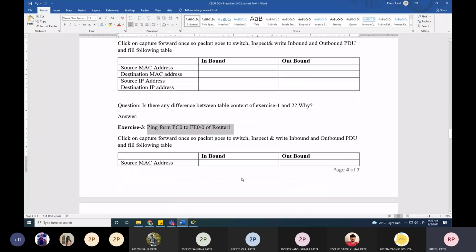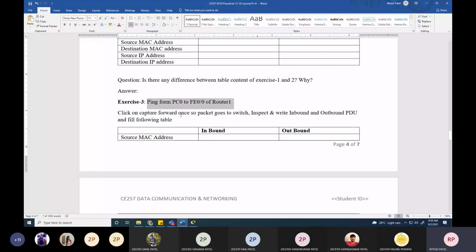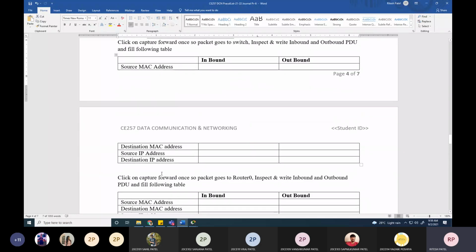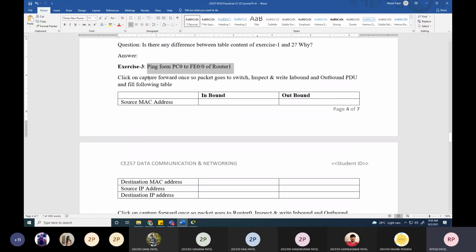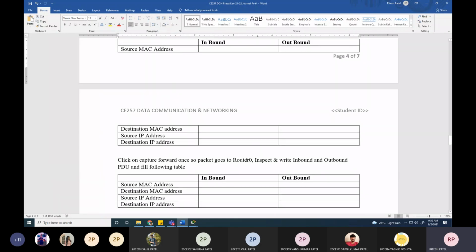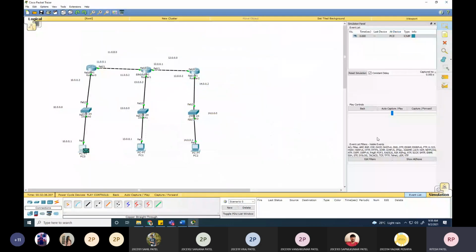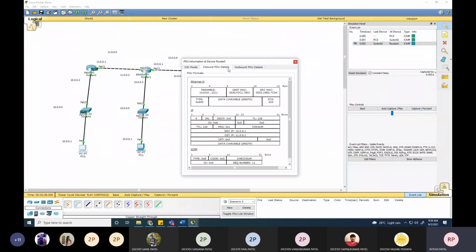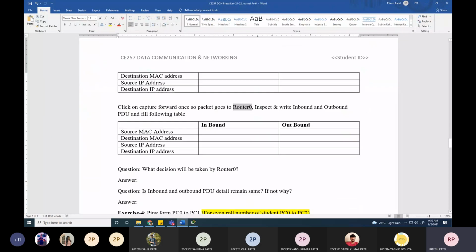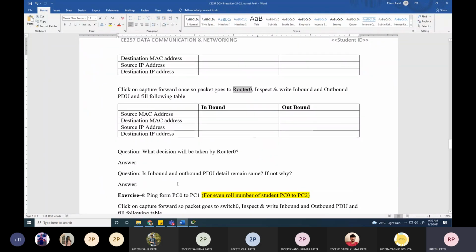Exercise 3, answer the question, and over here click on capture forward once, so the packet goes to the switch, and then click on capture forward once more. So first it goes to the switch, and then it goes to the router. Once the packet reaches the router, it will have a similar pattern of input and output, inbound and outbound detail. You have to write the inbound and outbound detail over here, and write the answers to these questions. Do not observe the things in yellow color.